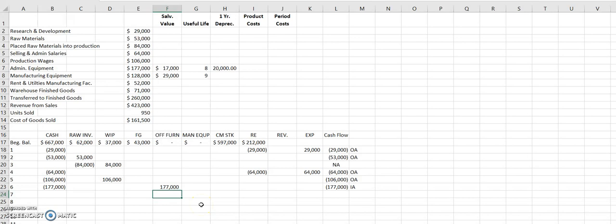So in this framework, we don't have a column for accumulated depreciation, so we'll simply show that reduction here in the office furniture column and show that 20,000 in depreciation expense as a reduction in our retained earnings. And again, depreciation is not a cash expense, so no cash flow impact. All right.